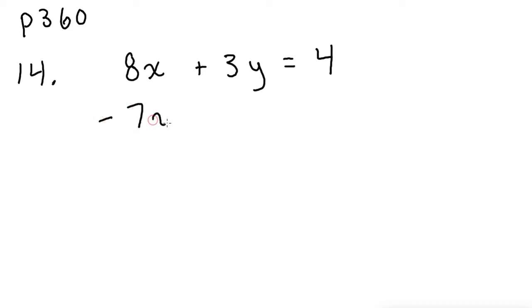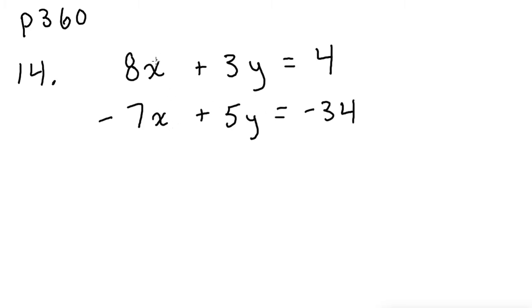Okay, so we're still on page 360, and let's work problem number 14. And 14 says that we have 8x plus 3y, and that's going to equal 4. And we have a negative 7x, and we have a plus 5y, and that's going to equal a negative 34.